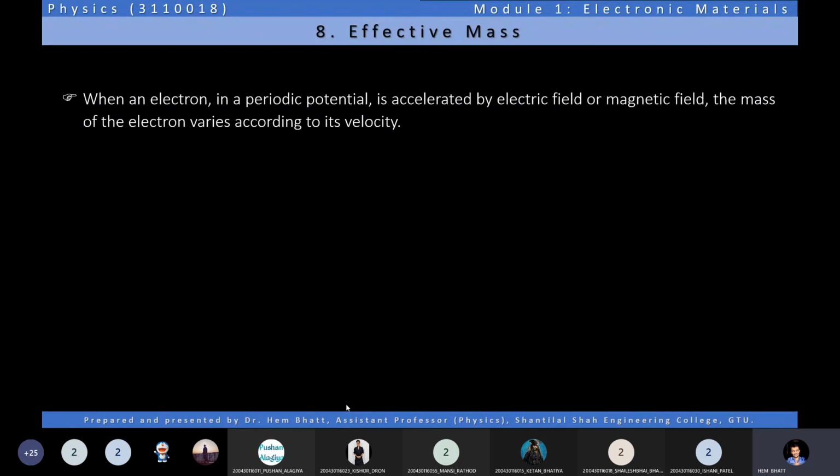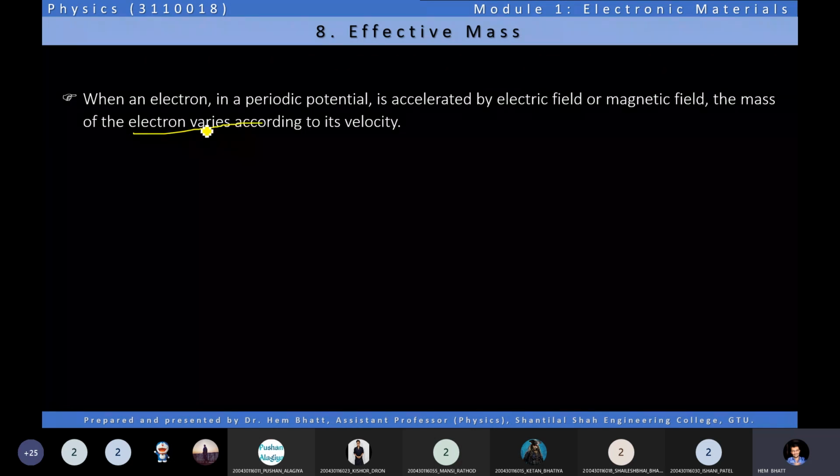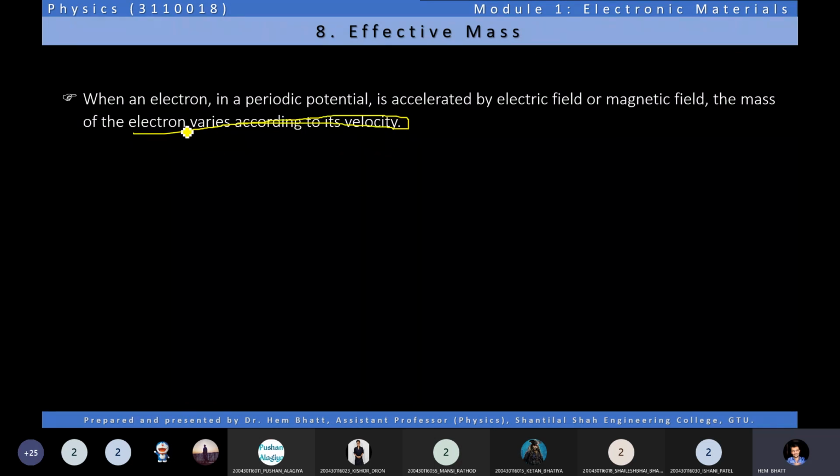When you apply force to an electron through an external electric field, how do you apply an external electric field? Connect a battery. So when you connect a battery, you are exerting external force on the electron, and then its mass changes. How much is the change? It depends on how fast the electron is moving. The change in its mass is decided by how fast the electron moves.